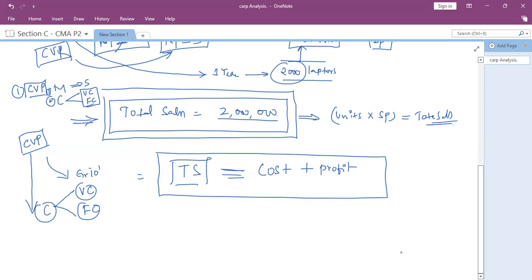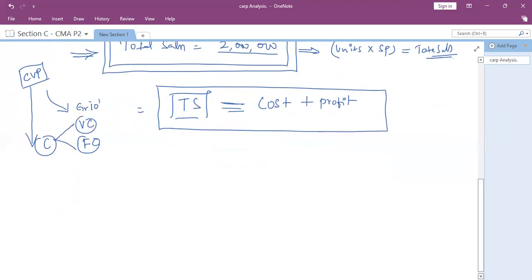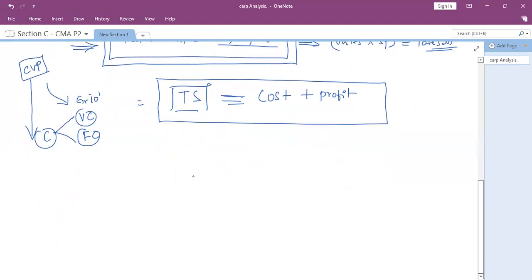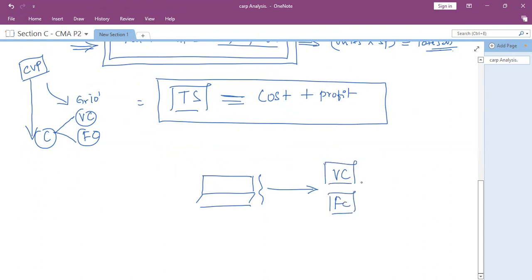So now we need to understand what is the variable cost and fixed cost. Let us take the laptop itself. This is the laptop. Now tell me, what is variable cost and what is fixed cost included in this laptop according to you?